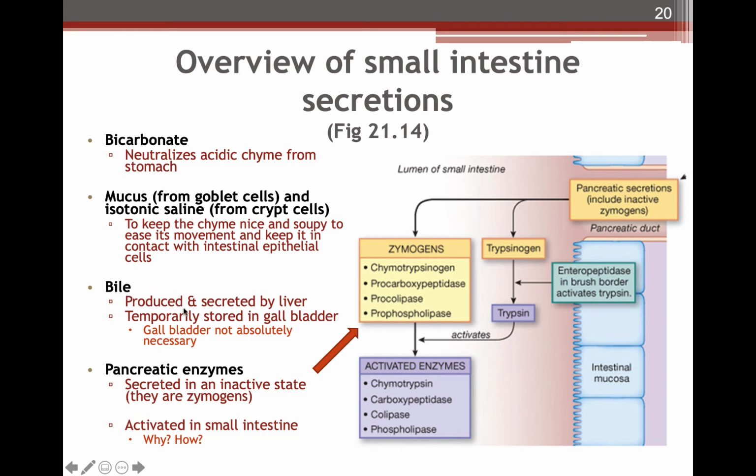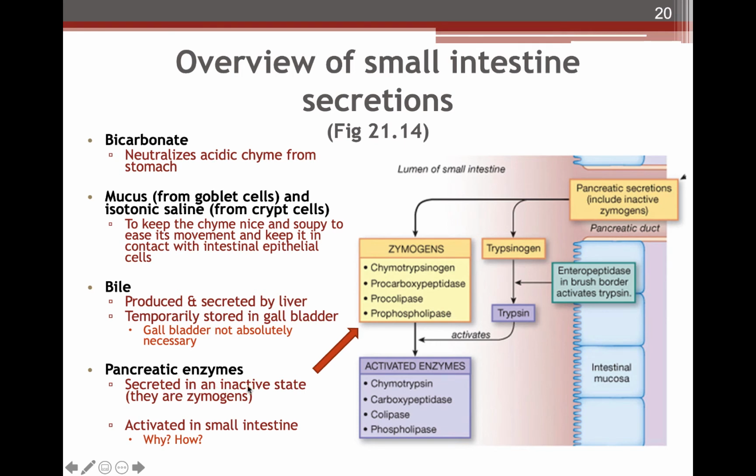Bile, like I said before, is produced and secreted by the liver, and it's temporarily stored in the gallbladder. Some people have gallbladder issues, gallstones, something like that causes a problem with that organ. It may need to be removed. You don't have to have a functioning gallbladder to survive. If you have your gallbladder removed, the body will just adapt and the liver will just produce bile on demand rather than sort of making it ahead of time and storing it in the gallbladder. It's totally fine. And then a lot of new pancreatic enzymes.